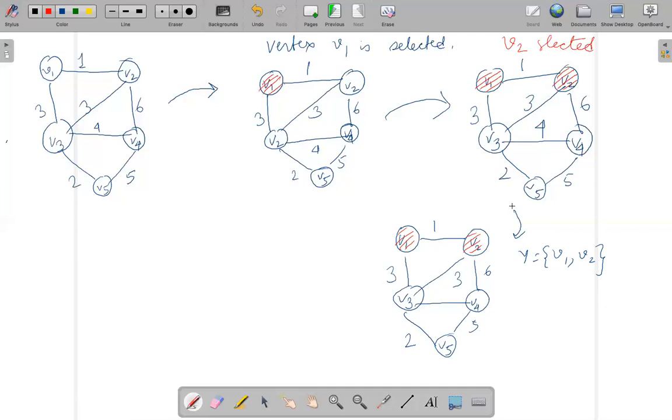So now you can find out the nearest of V1. The rest is V minus Y, which is V3, V4, V5. Now the nearest of V1 is V3, which is of weight 3. And the nearest of V2 is V3 again, which is of weight 3. Now both of these are of weight 3, and therefore this is also the minimum weight. In this kind of case where there is a tie, we arbitrarily choose one of them.